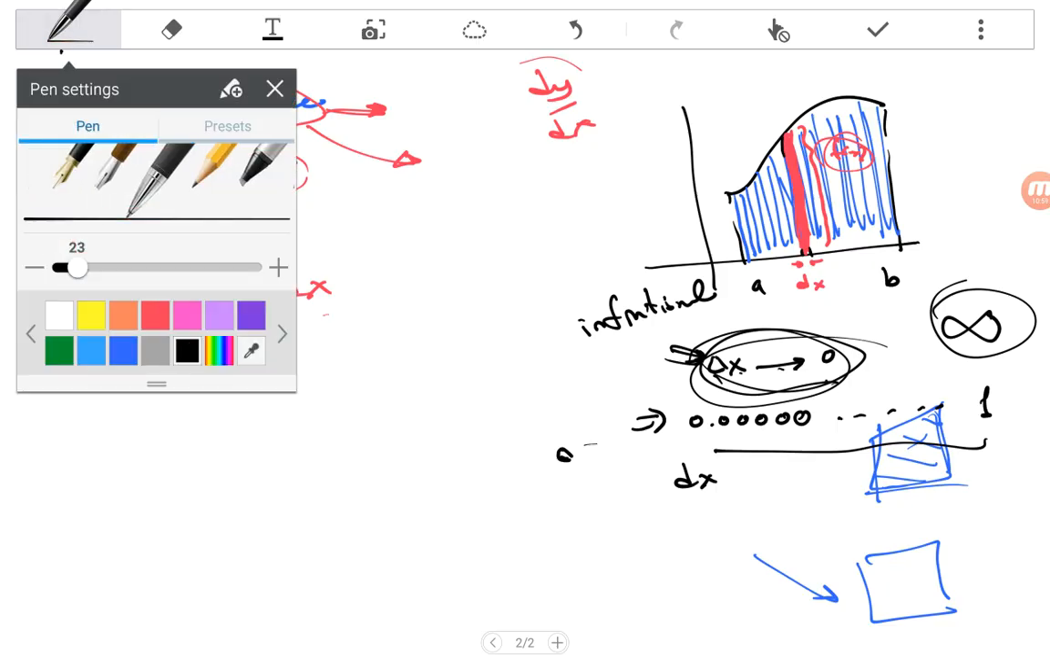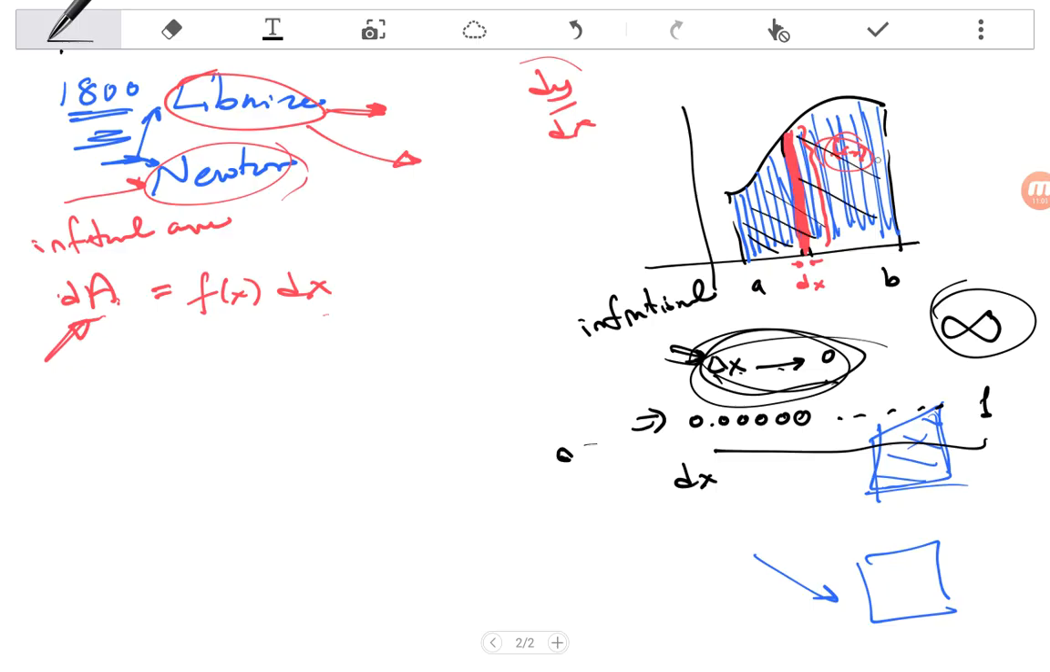But he wants the total area under the curve. So what is the total area under the curve? He said that we need to sum all these dAs, like the red one. He has many of these, and we will sum all of them. When we sum all of these, do you know this symbol? Yes, this is summation. This is a capital S in Latin, which comes from the word sum.